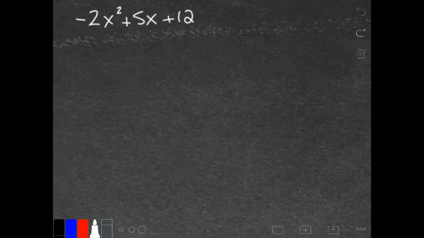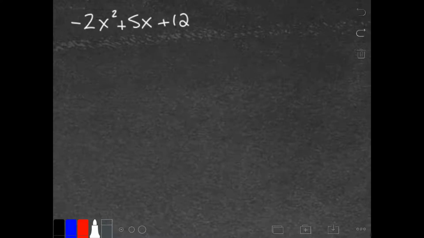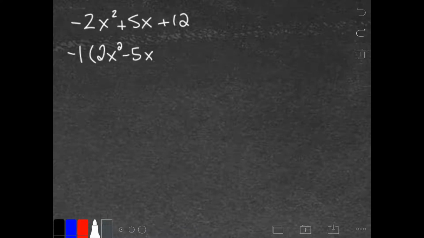And the last example we're going to do together here is, what do I do when the value of a is negative? In this case, negative 2x squared plus 5x plus 12. Well, we can't have, or don't want, a negative a term. So what we can do to make that positive is factor out a negative 1. When I do that, that's going to change the sign of every single term. So the negative 2x squared becomes positive 2x squared. Then we get a minus 5x minus 12.